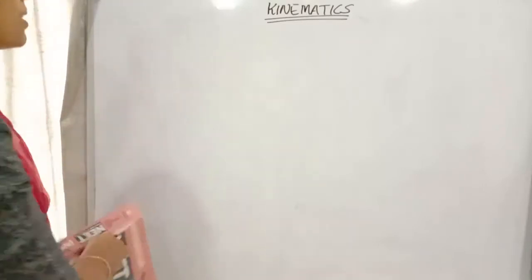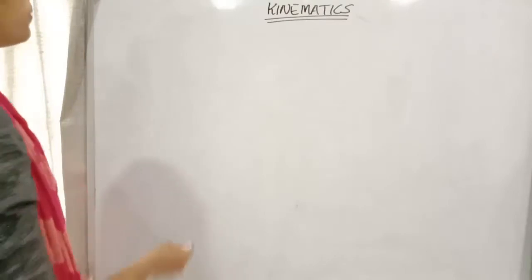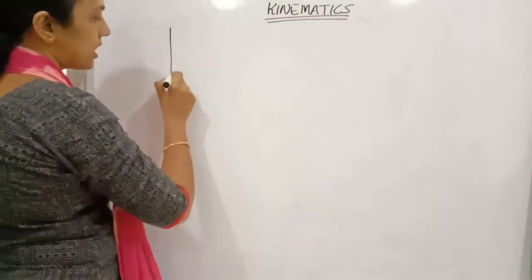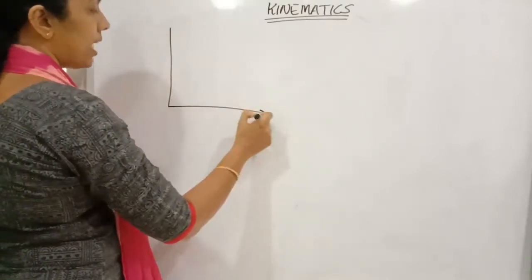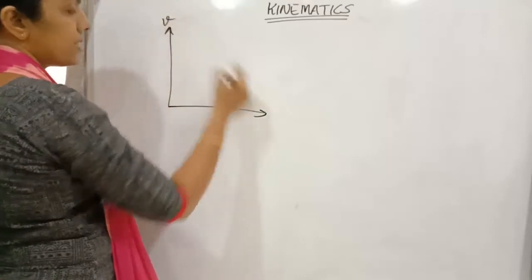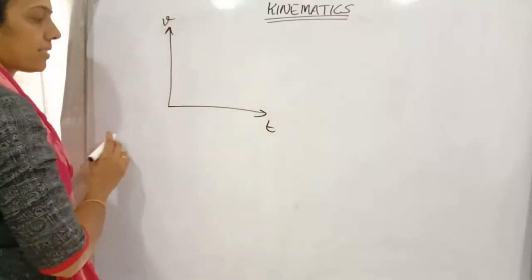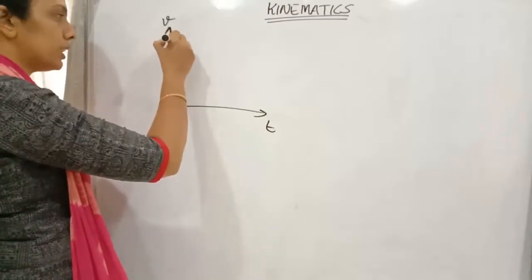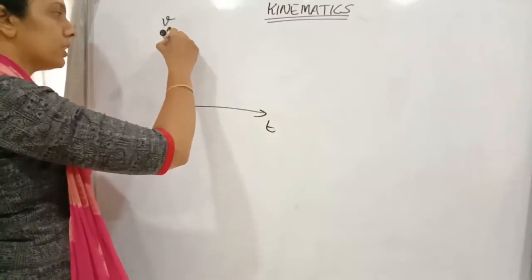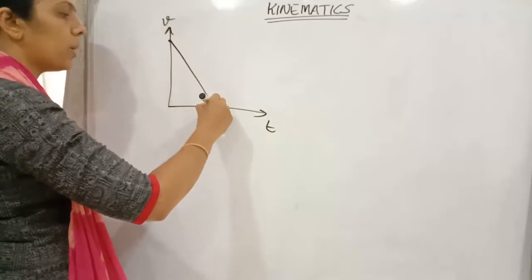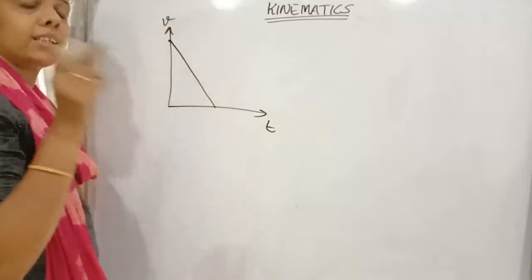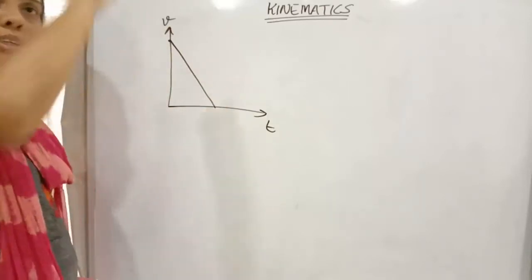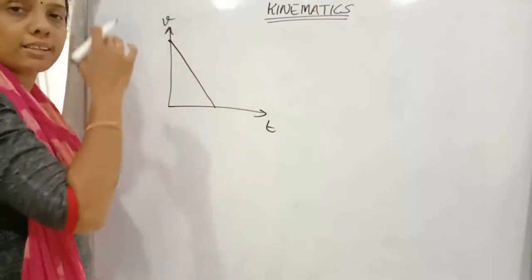For this we can draw the velocity-time graph for that situation. I am drawing velocity on the y-axis, time along the x-axis. Initially it will have some initial velocity, and then velocity decreases, coming to 0. When the velocity becomes equal to 0, it is at the maximum height.